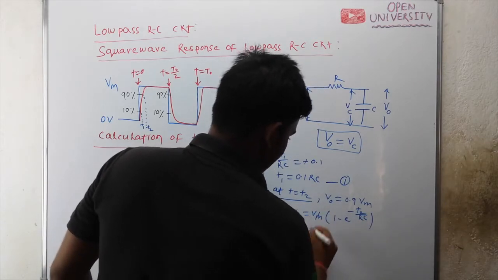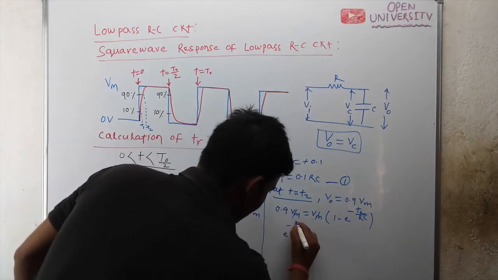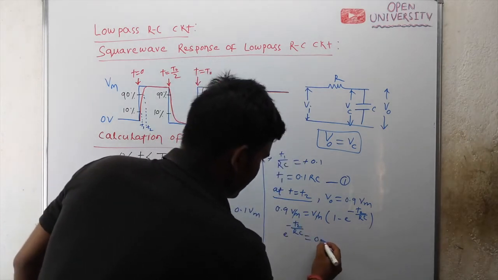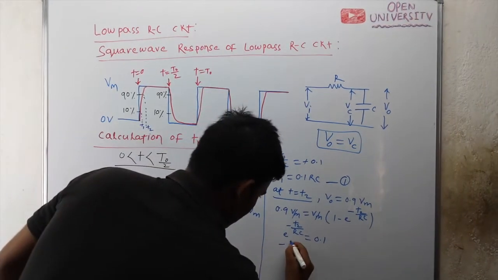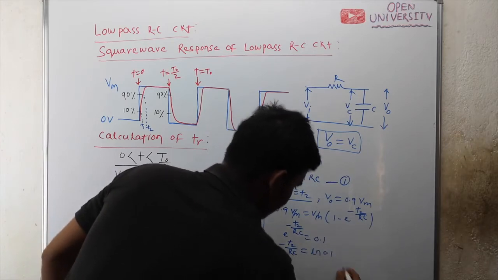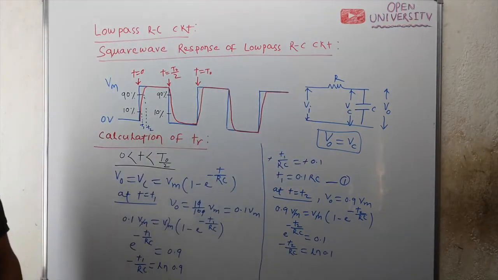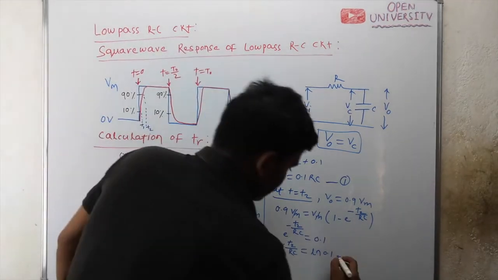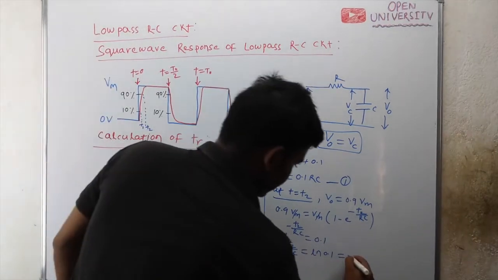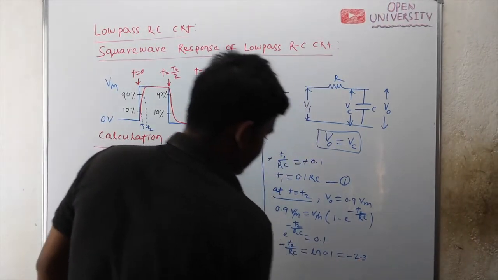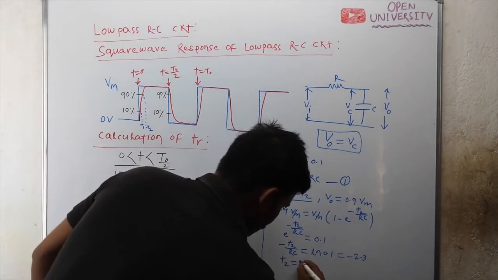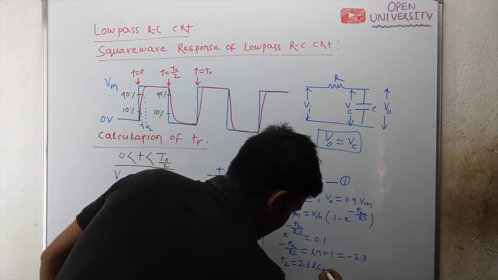Then Vm will be cancelled. Then e power minus T2 by RC will be equal to 1 minus 0.9, that is 0.1. Then minus T2 by RC, if you take logarithm, then it will be log 0.1, which will be minus 2.3. Then minus will be cancelled, then T2 will be 2.3 times RC. This is equation 2.